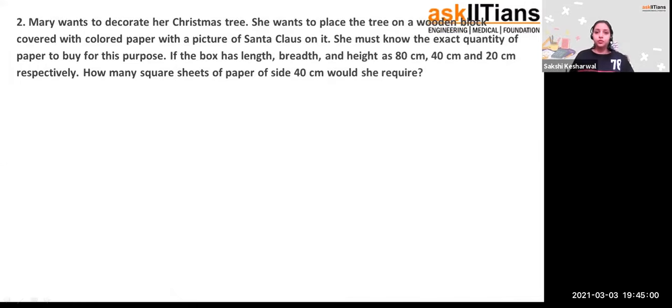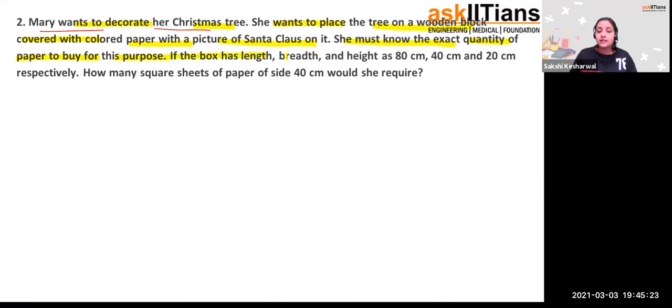Okay, we were doing question number 2, right? So what does question number 2 say? Mary wants to decorate a Christmas tree, and she wants to place the tree on a wooden block covered with colored paper with the picture of Santa Claus on it. She must know the exact quantity of paper she has to buy for this purpose.